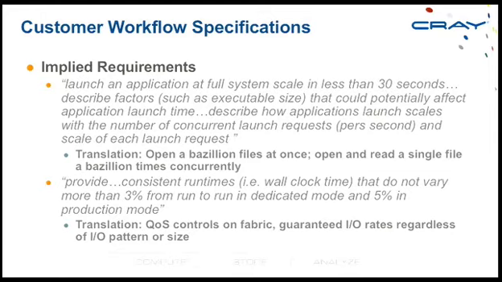So how do I interpret that request? And by the way, we solve this by a specialized storage infrastructure that lets us distribute these binaries and load it from multiple nodes at once, but that isn't a one-size-fits-all storage infrastructure. That's something that's specific to these kinds of use cases. So the translation is open a bazillion files at once, which is one requirement, and then also open and read a single file a bazillion times concurrently, which of course bottlenecks the system on that one single file if you don't distribute the workload.